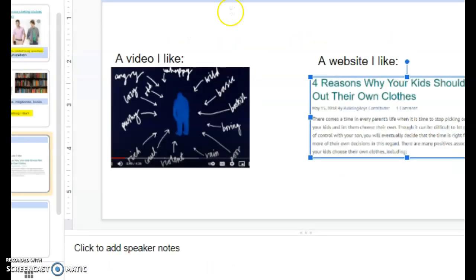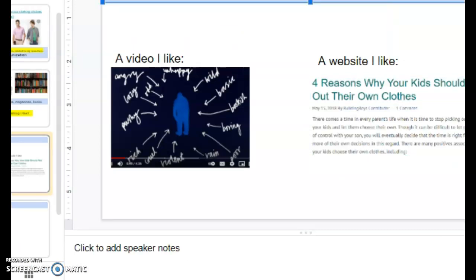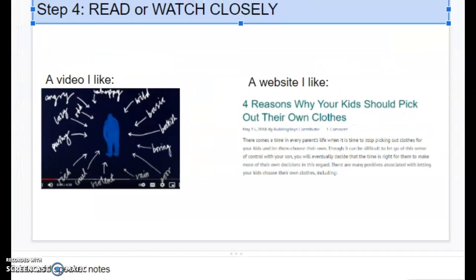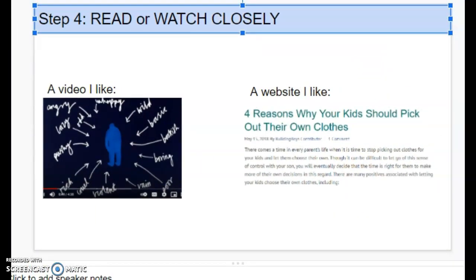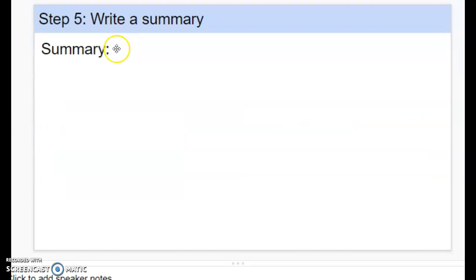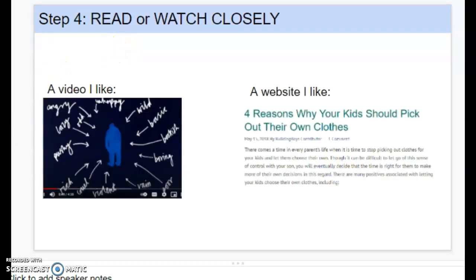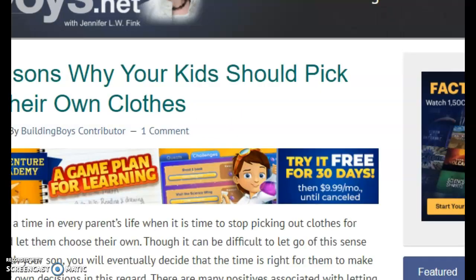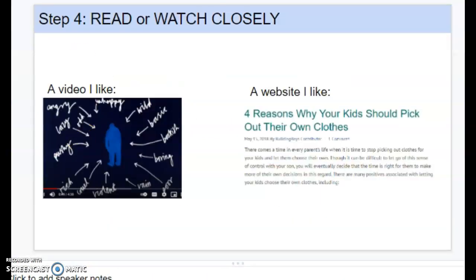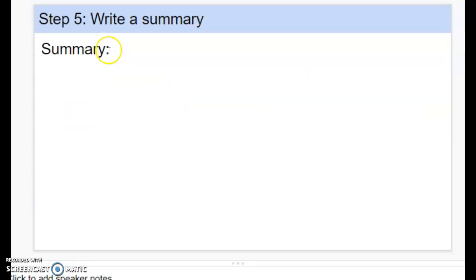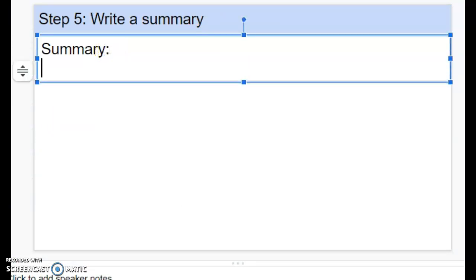So once you've decided on the articles that you want to use, and you've read them and watched them carefully, you're ready for your summary. So I might even start by getting that website again, because that's a way that I like to start a summary. But again, you can do this your own way.